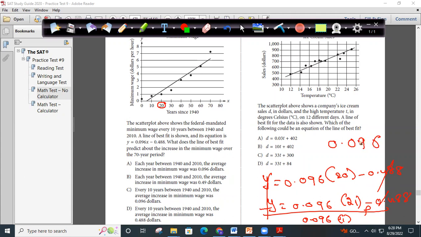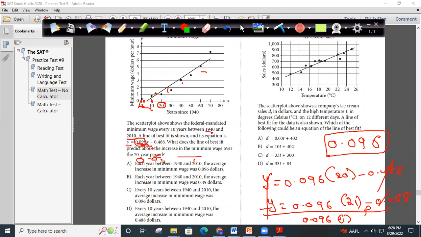0.096. Why is my answer 0.096? So each year between 1940 and 2020, the average salary, what is the meaning of this slope? What is the change in y when x changes by one unit? They are telling us the dots are given every 10 years, but the interval is not 10. The interval is again 1 year, when x changes by one unit, that is every one year.